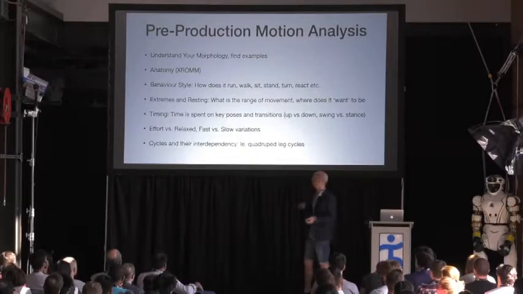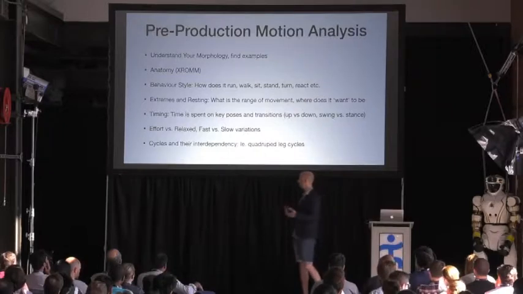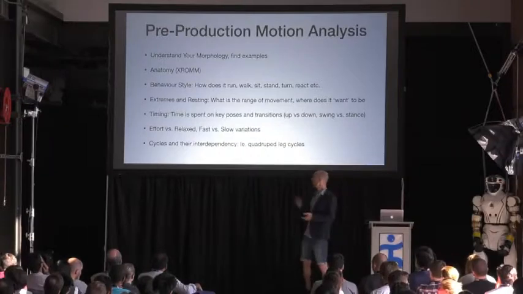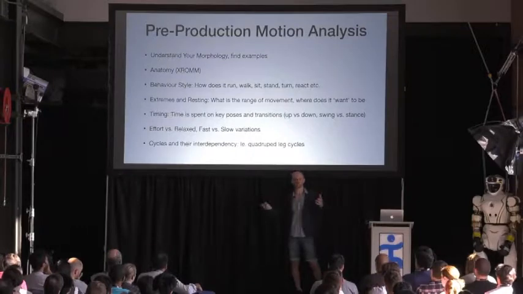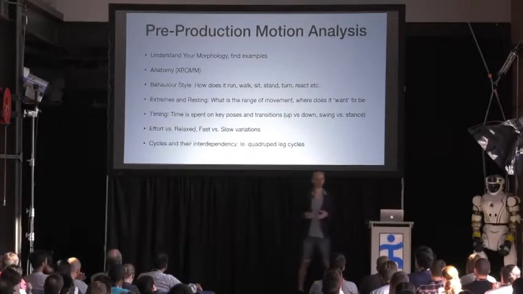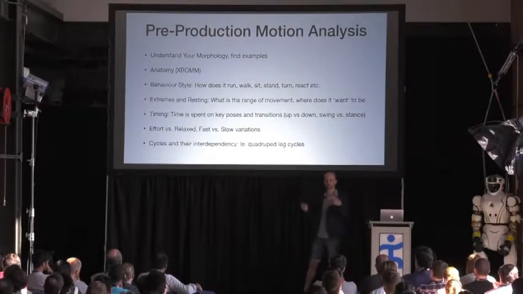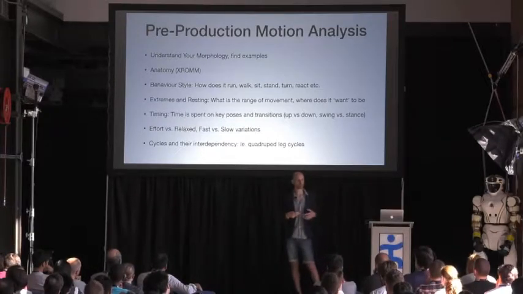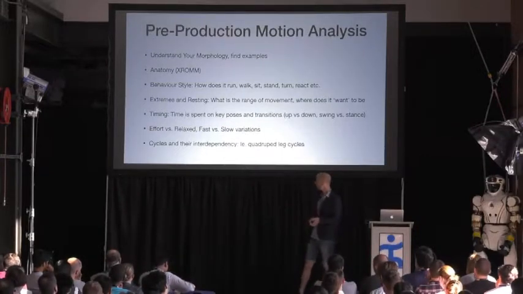So you look at how it runs, how it walks, sits, stands, what the key elements involved in that particular motion are, and how it differs from other animals. Then you can look at the extremes and resting position. So what is the maximum range of movement for this particular animal? Which kind of movements does it use in particular situations? When it's running, how far does it actually stretch out at certain points? What can you expect from the range of motion? And then resting position, where does it want to sit? What is the position that it prefers over others?